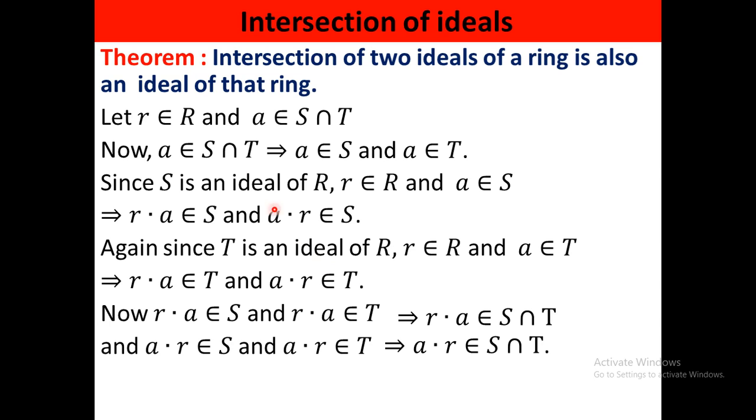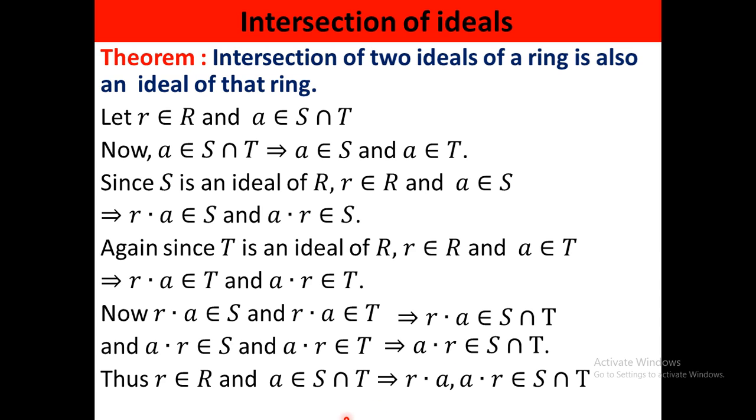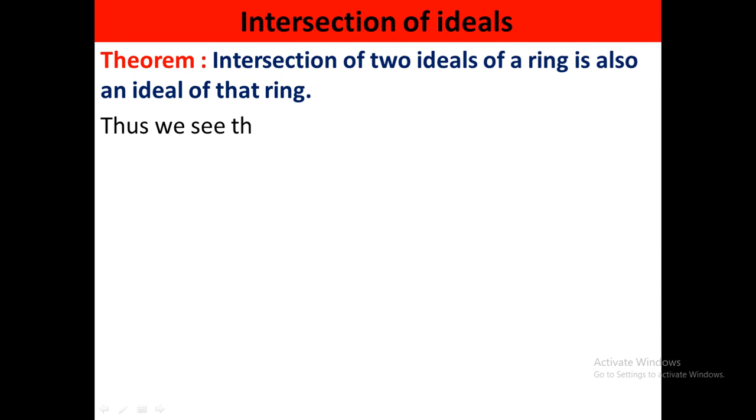So here we see that for arbitrary elements r from the ring and A from S intersection T, their multiplications, that means r dot A and A dot r, are elements of S intersection T. Thus this is the second condition for an ideal. We get that from those two relations. So we see that S intersection T is a non-empty subset of the ring R.